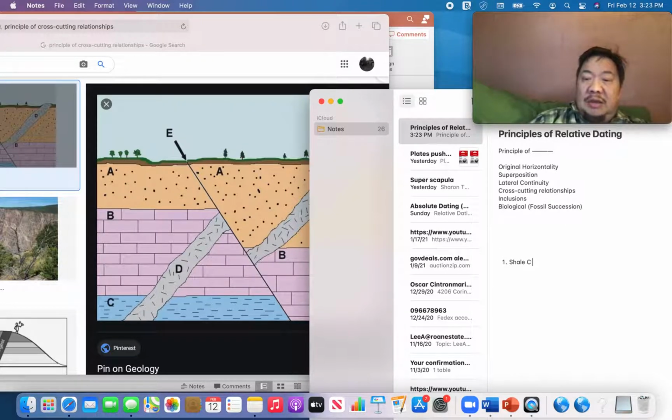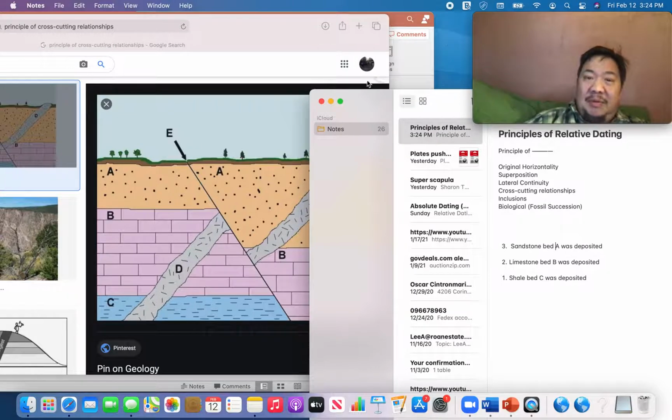Shale C was deposited first, right? Then what happened? Limestone bed B was deposited. Then what happened? You tell me. You're a very smart person. You can do this. To figure it out, what happened next? Bed A was deposited, which is a sandstone. Sandstone bed A was deposited. So we'll just put bed in here just to make sure you know it's a bed.